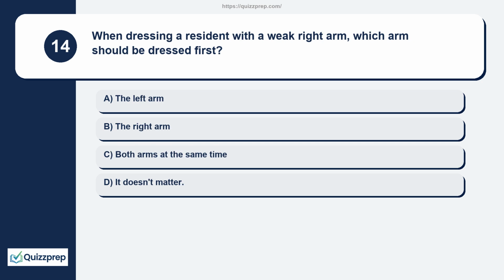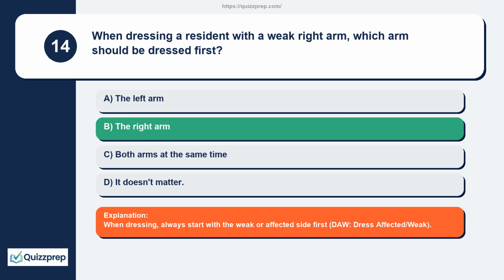Question 14. When dressing a resident with a weak right arm, which arm should be dressed first? The left arm, the right arm, both arms at the same time. It doesn't matter. When dressing, always start with the weak or affected side first. Dress affected, weak.